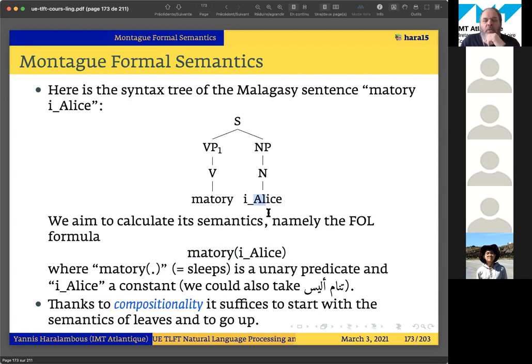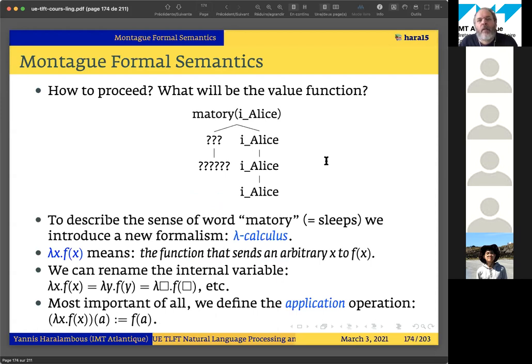This is something we will do this afternoon in the lab. This is the meaning of the whole sentence. Alice is a constant, so I just write Alice, e Alice. The e is a prefix in Malagasy for denoting a proper noun. It's a way of saying Alice is a name. Okay.